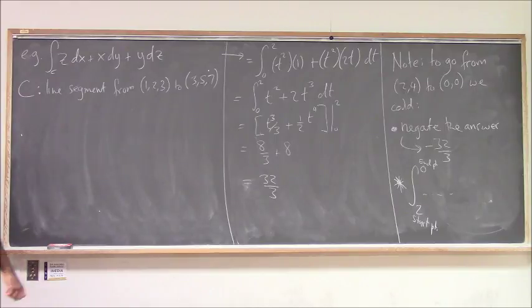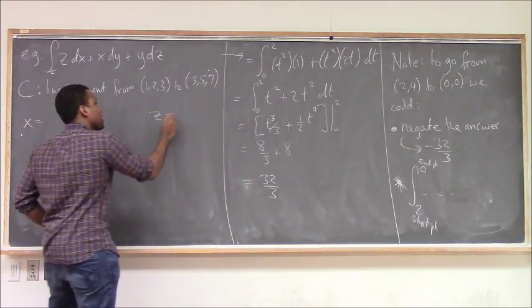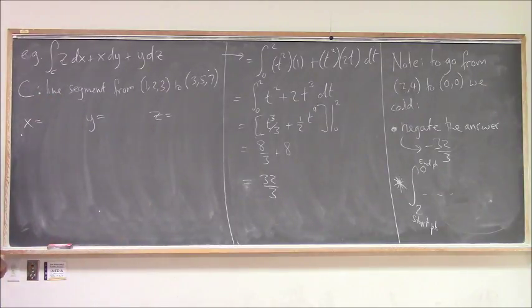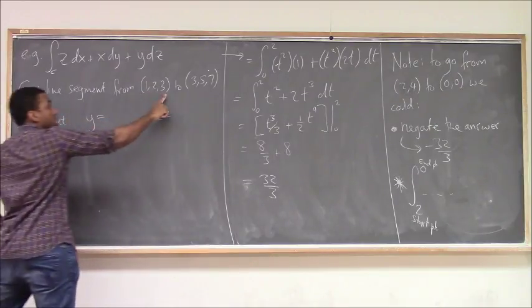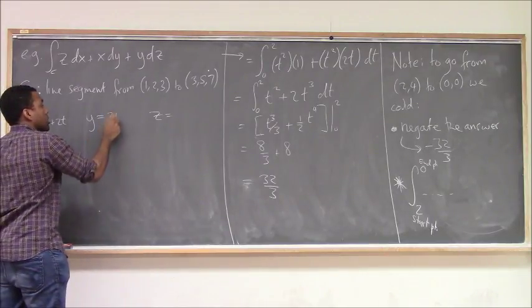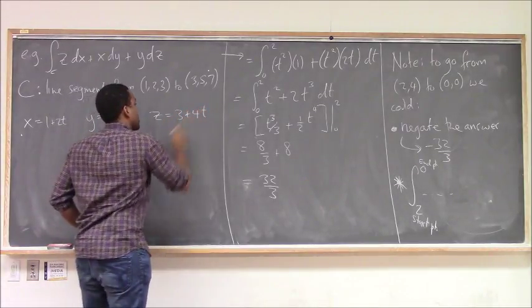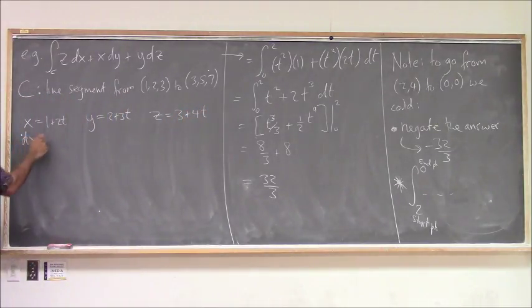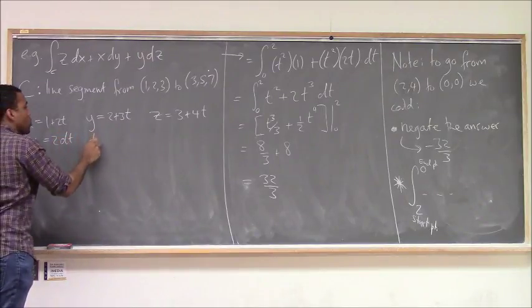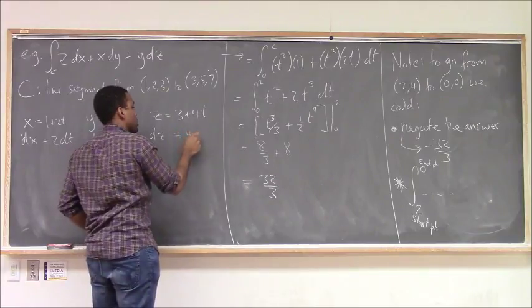So similarly here we're going to parameterize. We'll just call our x something, our y something, our z something. What is x? 1 plus 2t. You're starting here and ending here. The y? 2 plus 3t. And the z? 3 plus 4t. So my dx is just 2 dt, my dy is just 3 dt, my dz is just 4 dt.